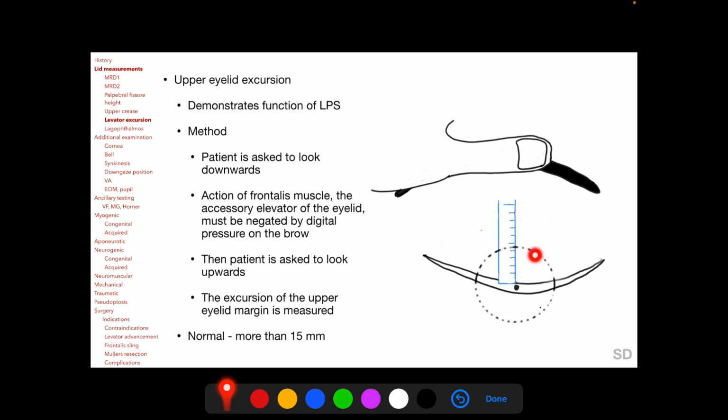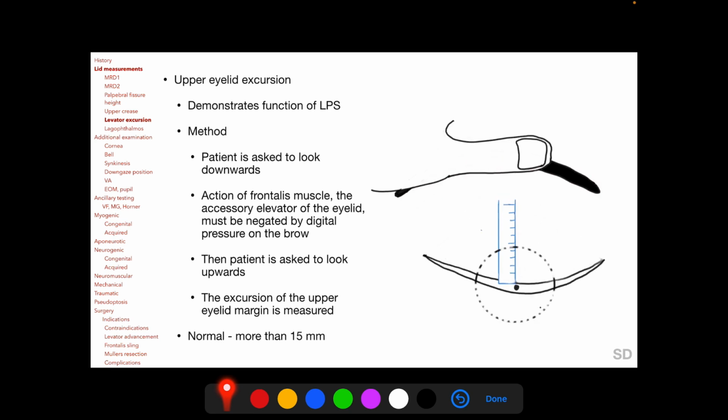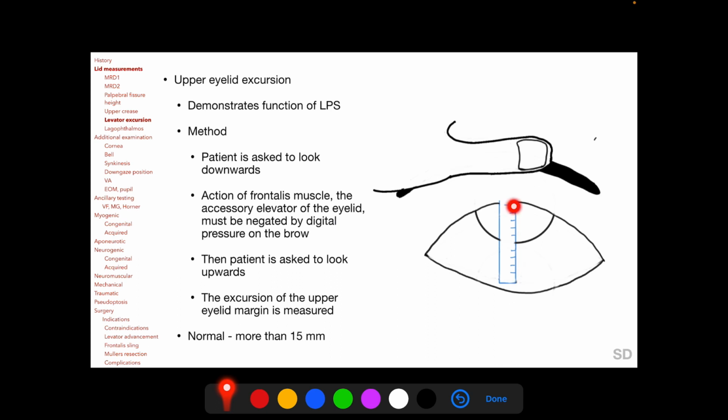The patient is first asked to look downwards, and the action of the frontalis muscle, the accessory elevator of the eyelid, is then negated with digital pressure over the eyebrow. The patient is then asked to look upwards, and the excursion of the upper eyelid margin is measured from the down gaze position to the up gaze position, and this should be normally more than 15 mm.